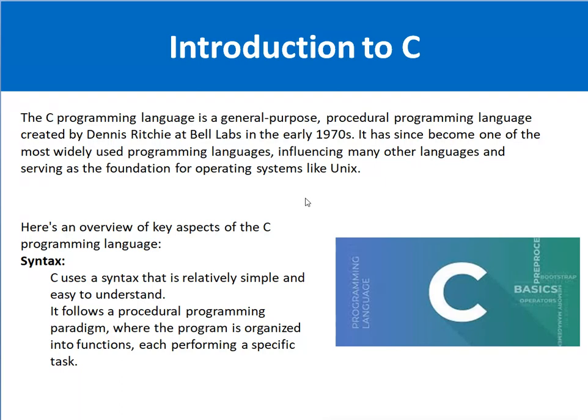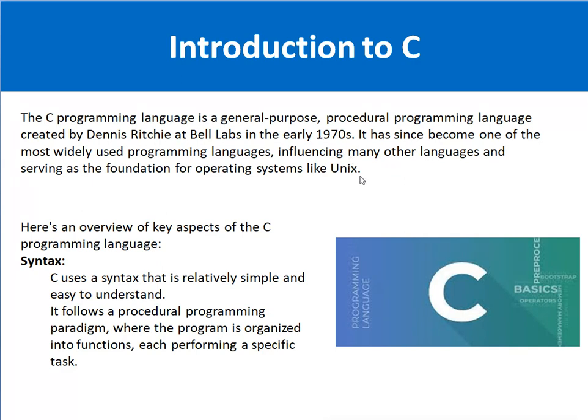Friend, C is a programming language which is basically a procedural programming language, and this language was created by Dennis Ritchie at Bell Labs in the early 1970s. At that time, it became the most widely used programming language, and many other languages were also influenced by this language, and it became the foundation for operating systems like Unix.